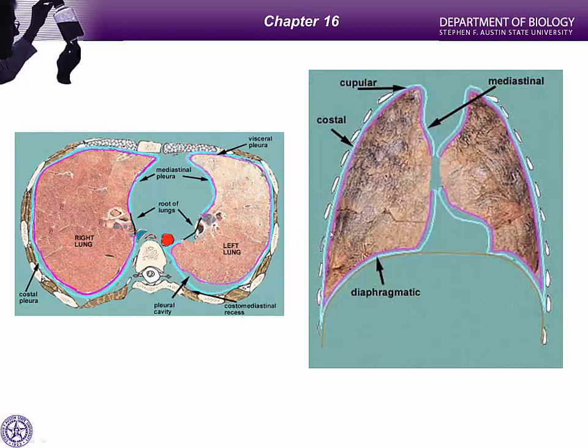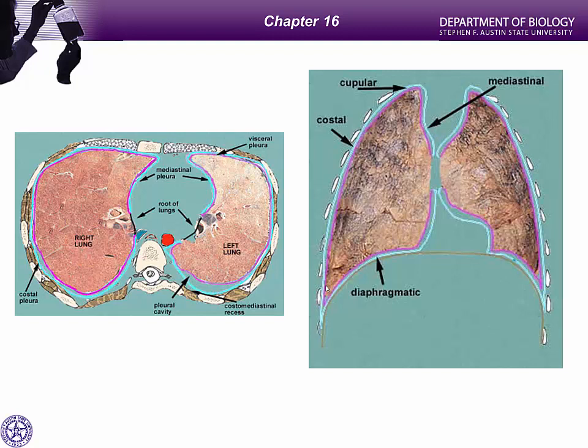We can see the same thing over here in a coronal section. Again, here next to the lungs, that would be the location of our visceral pleura. And then the outer line against the body wall, that is our parietal pleura. So that's our thoracic cavity, and our lungs reside in the thoracic cavity.